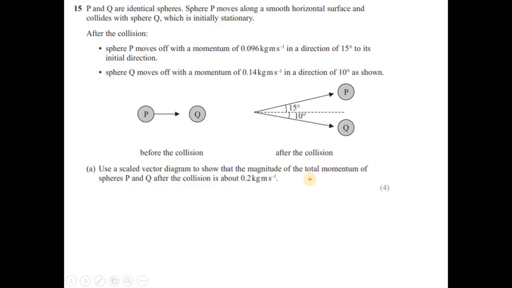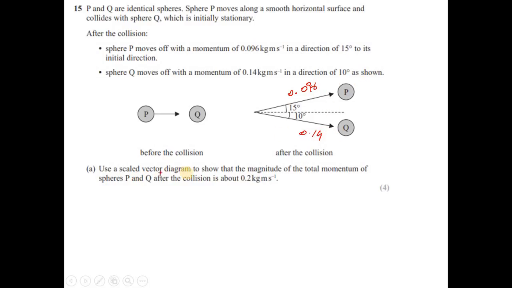Question number 15. P and Q are identical spheres. Sphere P moves along a smooth horizontal surface and collides with sphere Q, which is initially stationary. After the collision, sphere P moves off with a momentum of 0.096 kg m/s in a direction of 15 degrees to its initial direction. Sphere Q moves off with a momentum of 0.14 kg m/s in a direction of 10 degrees, as shown.